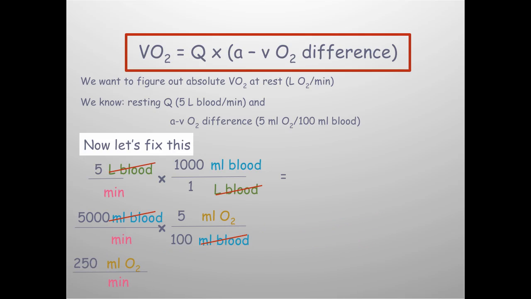If I take 250 mils of oxygen per minute, I need to cancel out my mils of oxygen, so it goes on the denominator because it's on the numerator here. And I'm going to express it in liters of oxygen. I know there's 1,000 milliliters in 1 liter. My units cancel out. If I take 250 and divide by 1,000, I'm left with 0.25 liters of oxygen per minute.